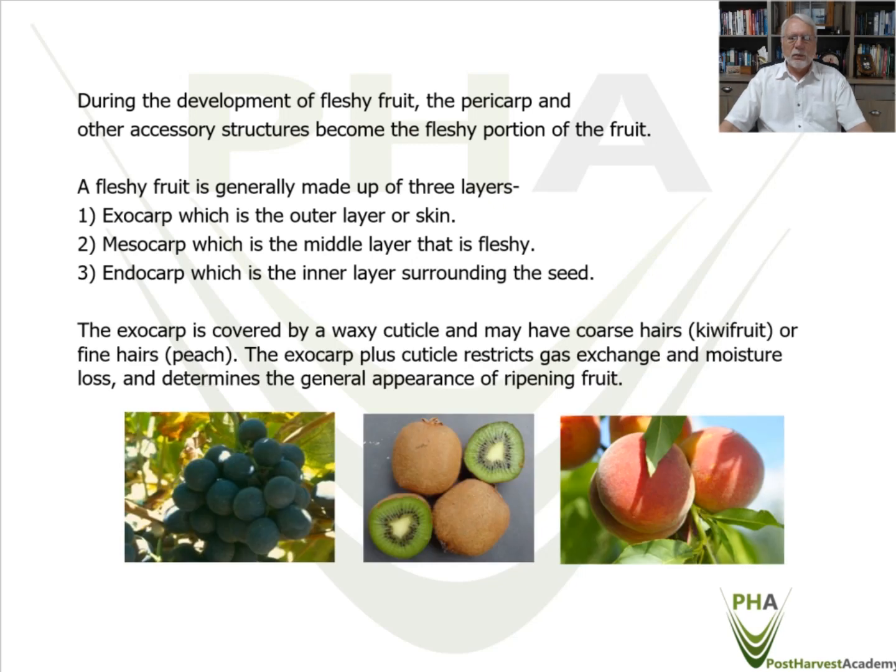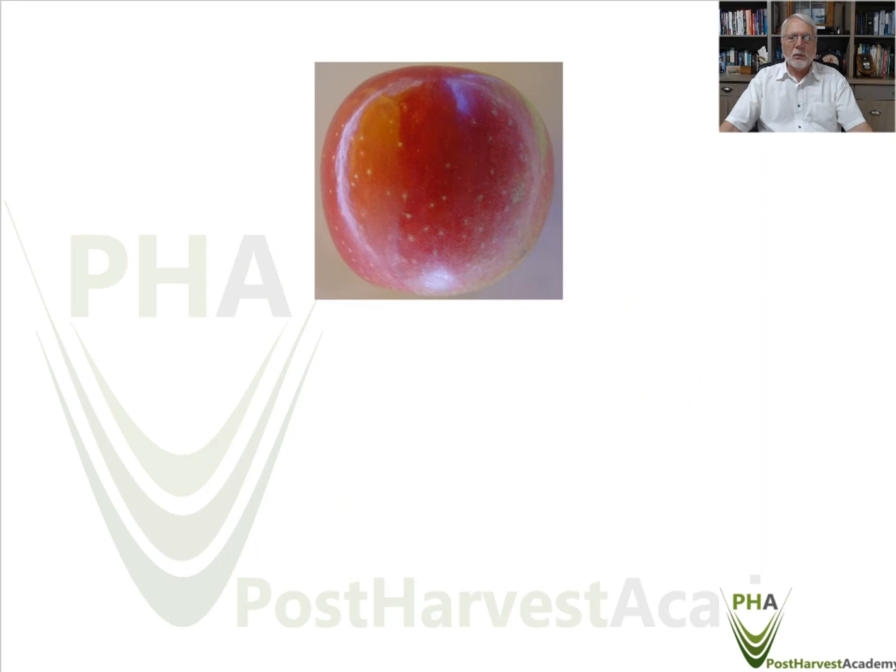The exocarp is covered by a waxy cuticle and may have coarse hairs, such as in the case of the kiwi fruit, or fine hairs as in peaches. The exocarp plus the cuticle restricts gas exchange and moisture loss and determines the general appearance of the ripening fruit.